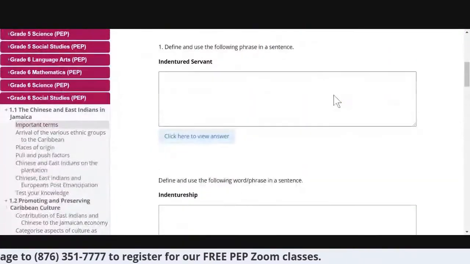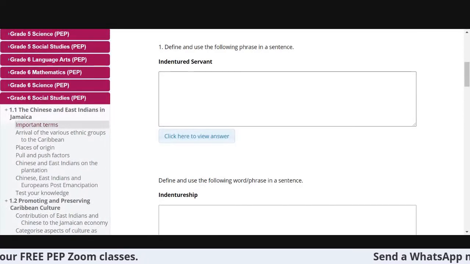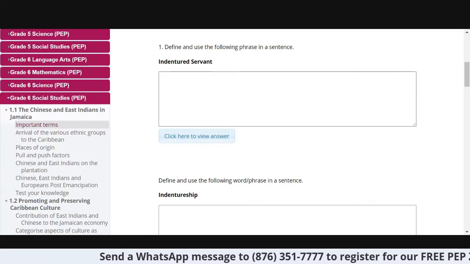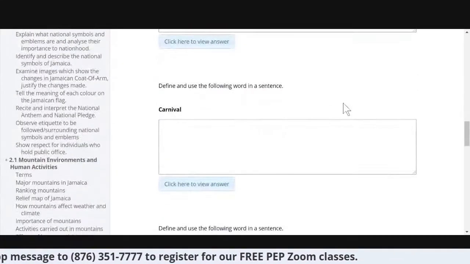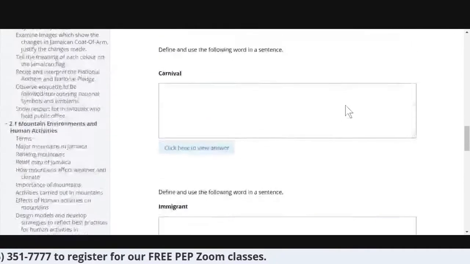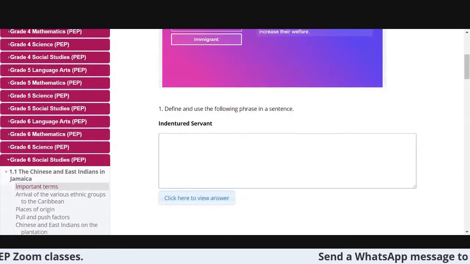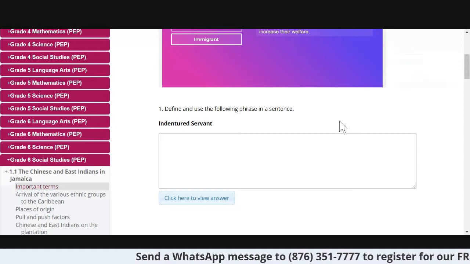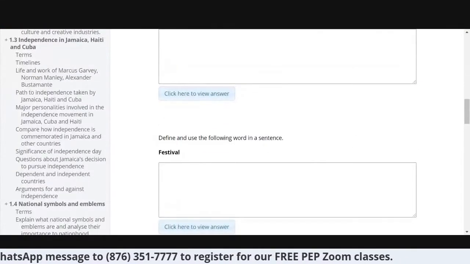I'd like for you to define and use the following phrase in a sentence. All right, we're not going to define. What I want you to do is to use the phrase indentured servant in a sentence. I also want you to use indentureship, contract, festival, carnival, immigrant. We're going to start with indentured servant. I want you to just write up a sentence on Facebook for those of you who are on with me, and we'll discuss it. And we're going to move on to indentureship, contract, festival, and so on.